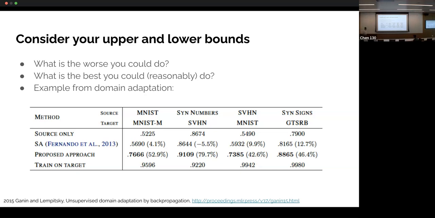So the worst you could do in a domain adaptation task is training only on your source, only where you have labels, and just deploying the model on the target and seeing what it does. So that's the first row. The best you could do is actually getting labels for your target and training on your target. That's the bottom row. And then they have their method somewhere in the middle.